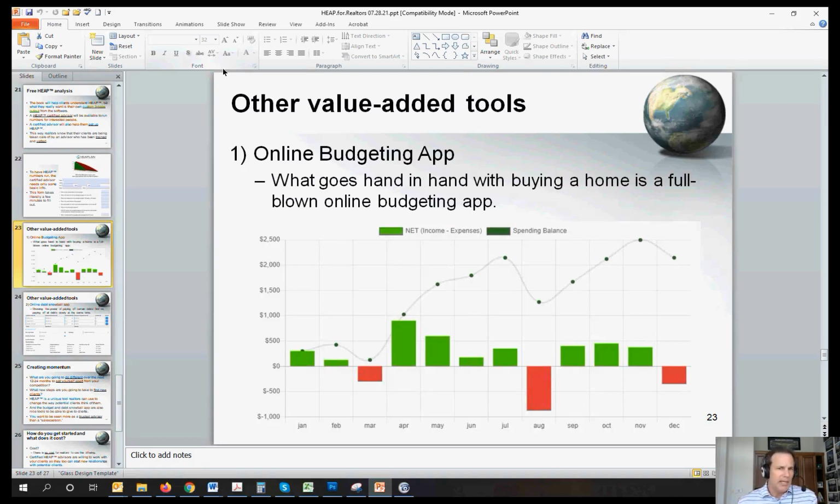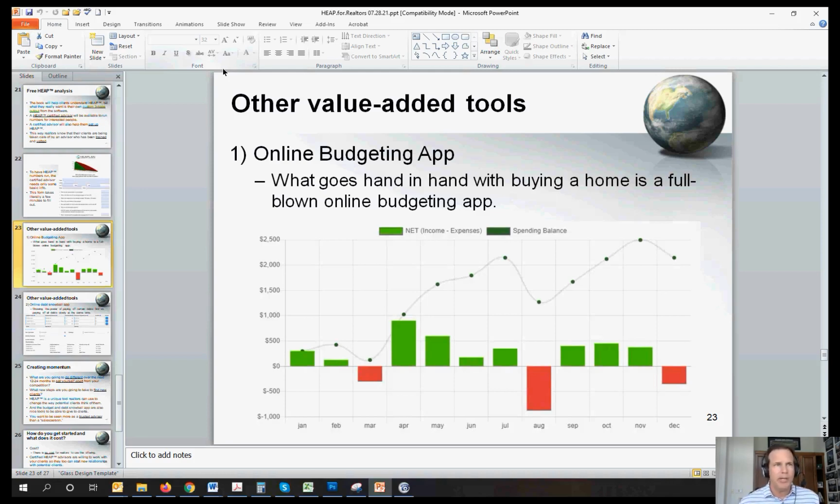One of them is an online budgeting app. HEAP in and of itself is a budgeting app, but this is a little bit different. Most clients, when they're thinking of buying a house, are doing budgeting. How much can I spend on a house? Where can I find my down payment? Can I pay for my monthly payment and my mortgage and my interest and all that good stuff? How do they know that?